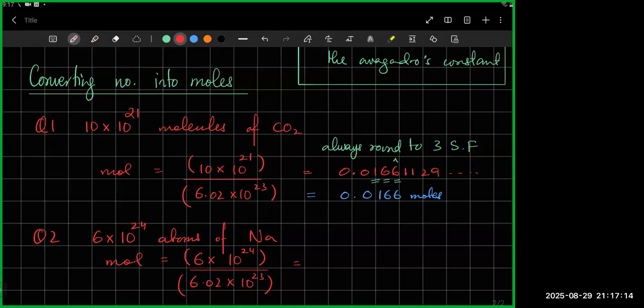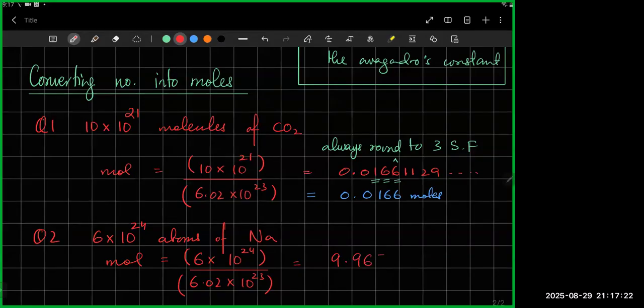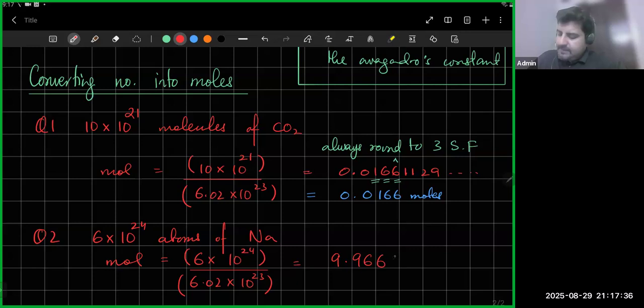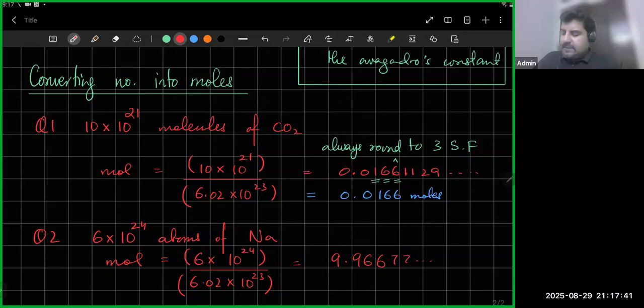Nine point nine six seven. We're getting 9.967. What is after that? It's 9.96677, right? Now tell me, what is 3 significant figures? 3 significant figures is the first one, second one, round the third one. So it's going to be 9.97, right?